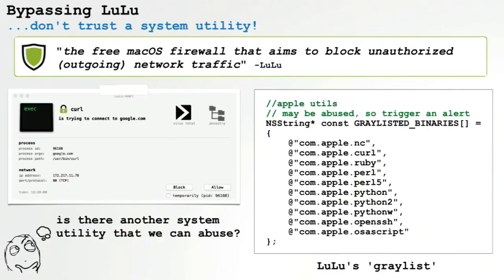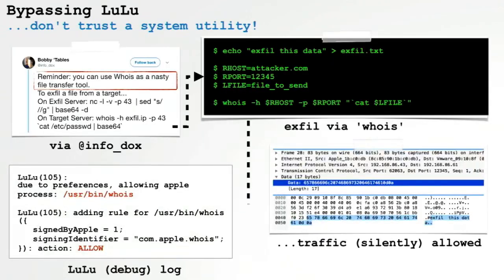Now on to LuLu. As LuLu is open source, turns out it's really not that hard to find a bypass. By default, LuLu trusts Apple signed binaries, although it has a gray list of Apple signed binaries that perhaps could be utilized by malware to perform malicious network actions, for example, curl and netcat. So the question is, can we find an Apple signed system binary that can allow us to do nefarious network actions, but that is not on the gray list?